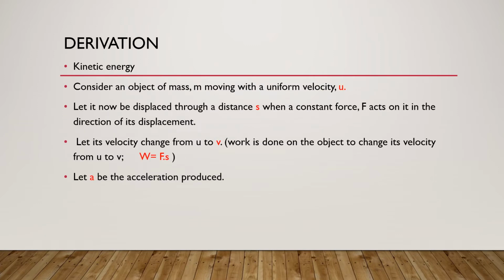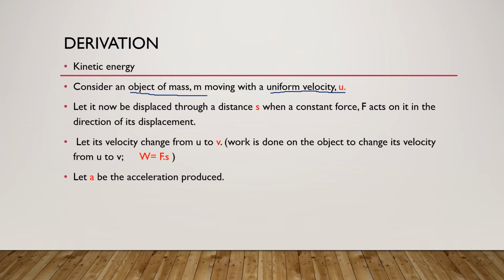For kinetic energy, first we will be deriving the equation half mv square. Okay, let's start the derivation. In order to derive this, we need to consider all these facts. Consider an object of mass m moving with a uniform velocity u. So these two things are important. We are considering an object of mass m, that is the first criteria, and second, uniform velocity u, that is the initial velocity, the beginning velocity. An object is moving with a velocity u, and the mass of the object is m.